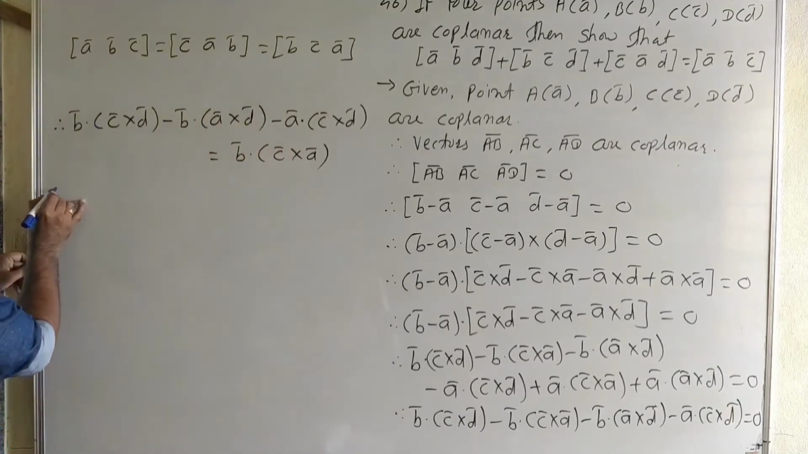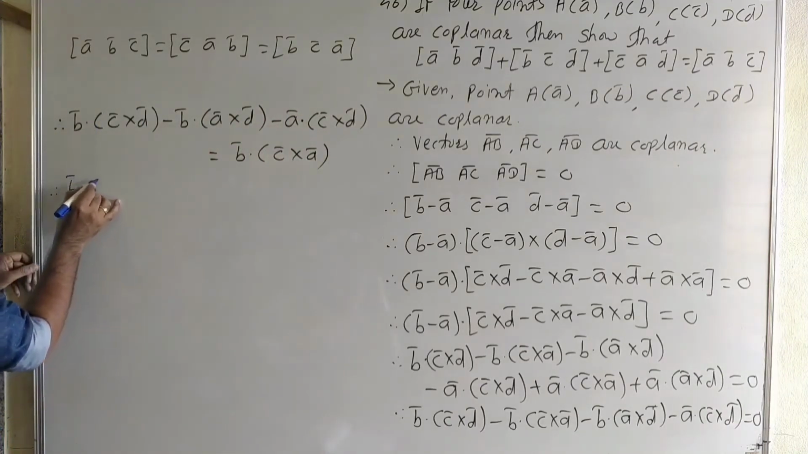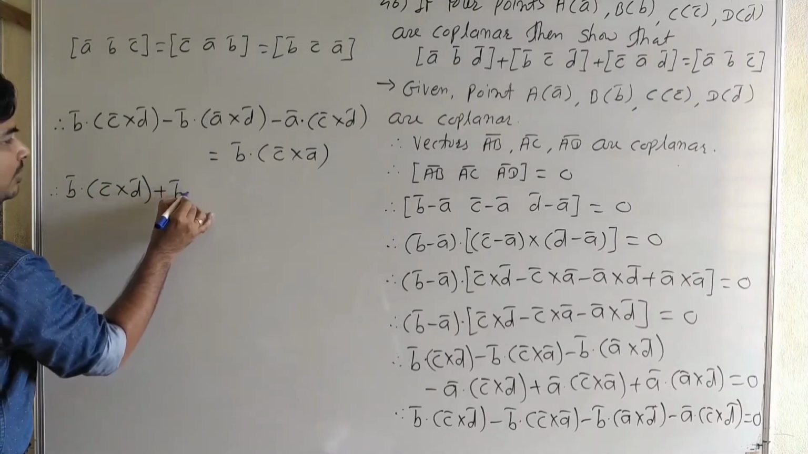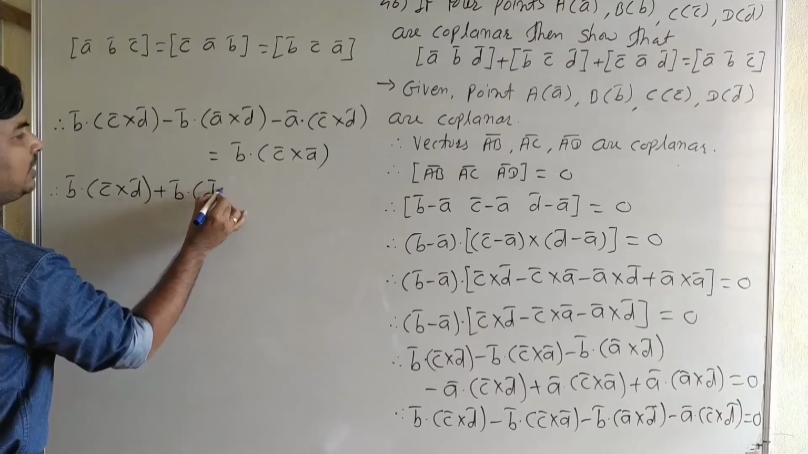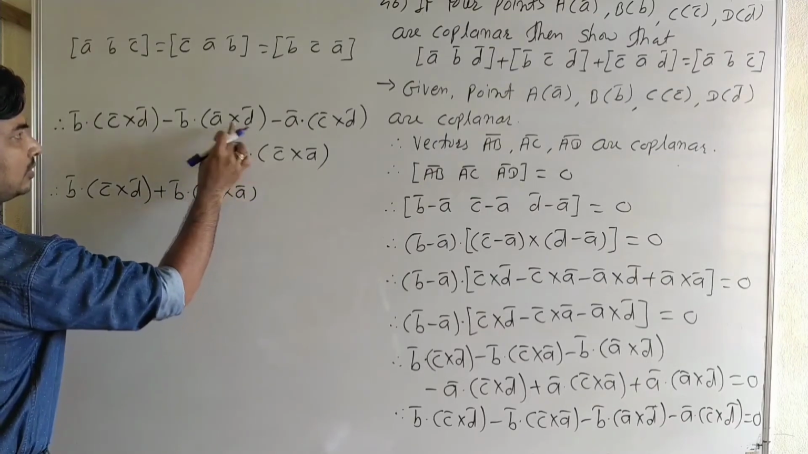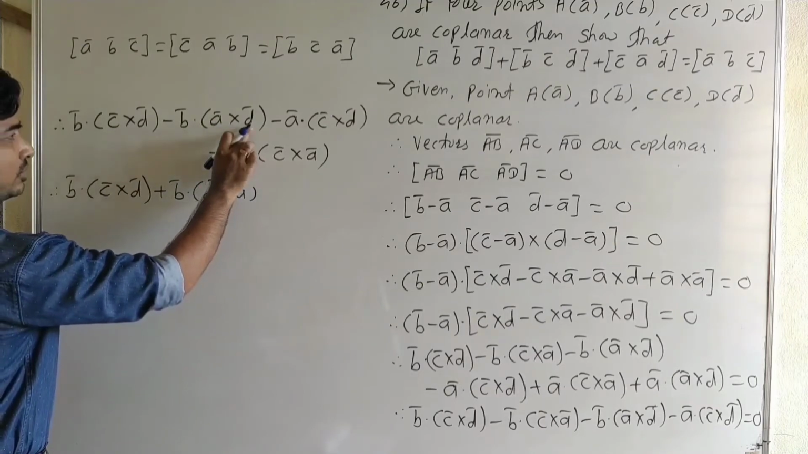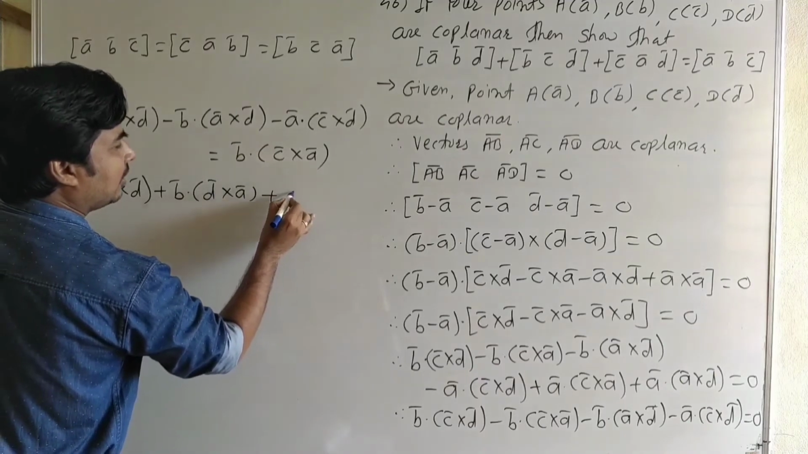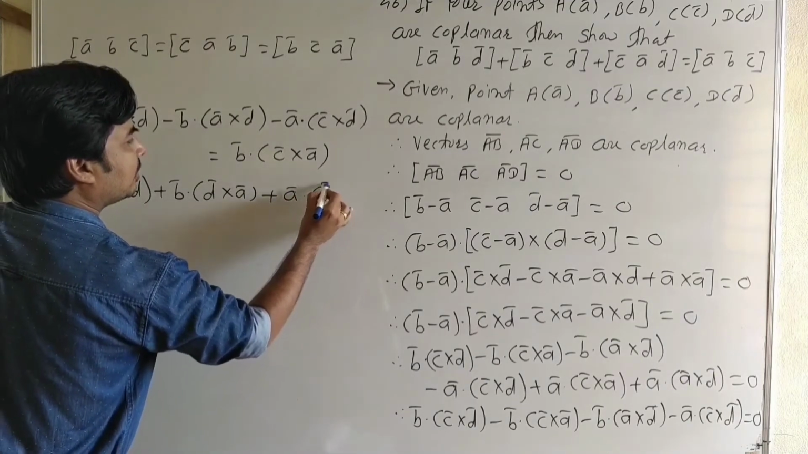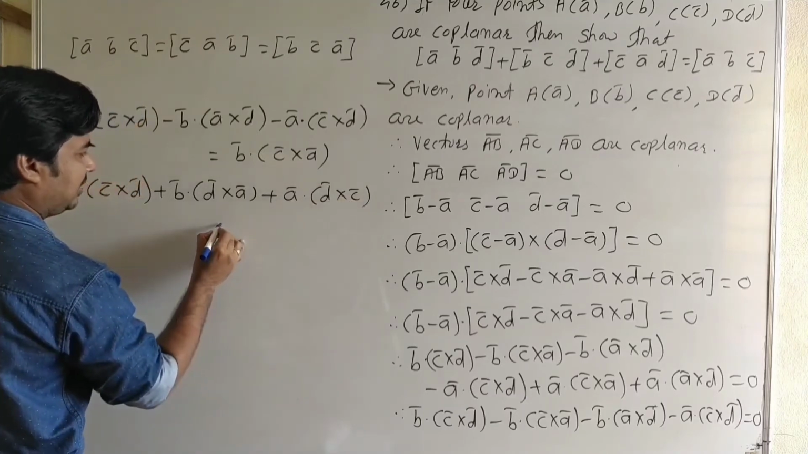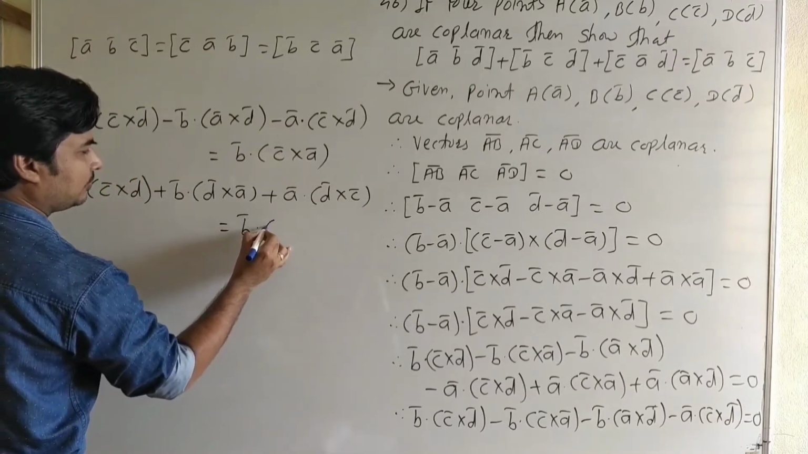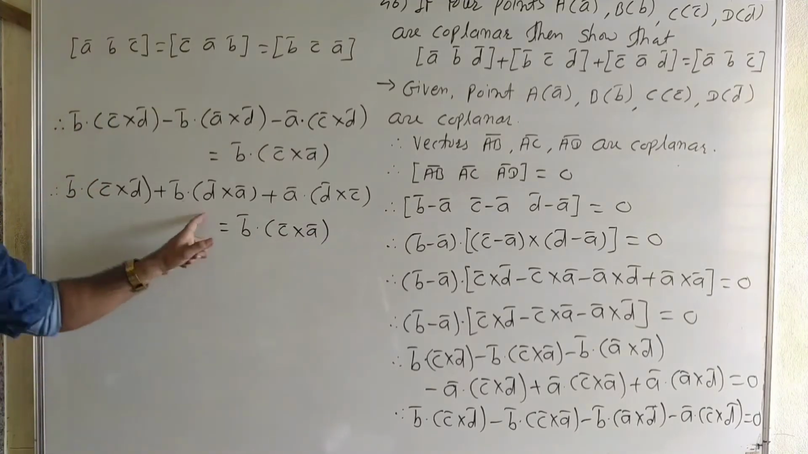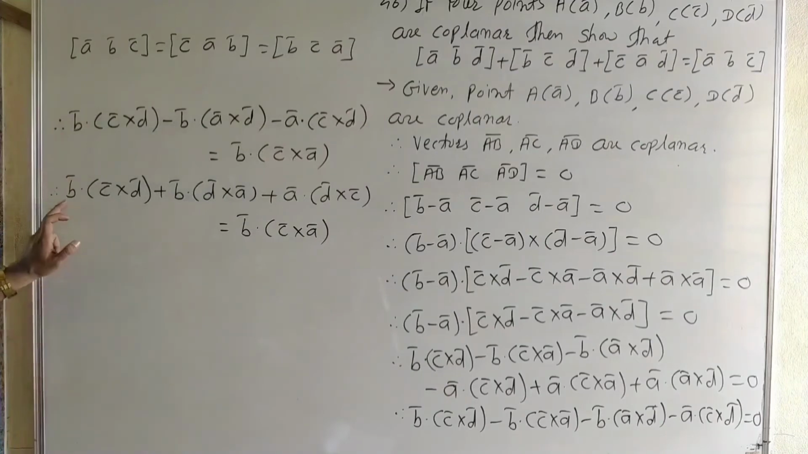Okay, see carefully, it is as it is, B bar dot C bar cross D bar plus B bar dot D bar cross A bar. Here see carefully, it is A bar cross D bar, it is minus. We can write D bar cross A bar, it is plus. Again here plus A bar dot D bar cross C bar and is equal to B bar dot C bar cross A bar.